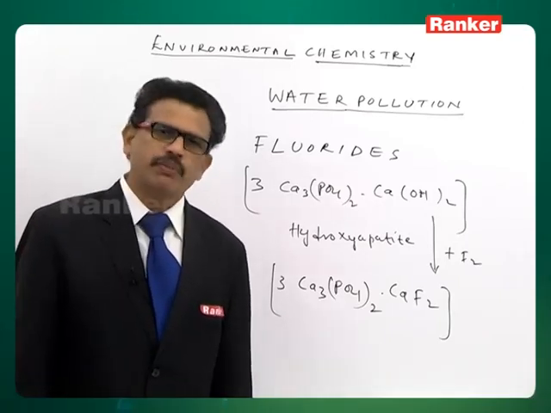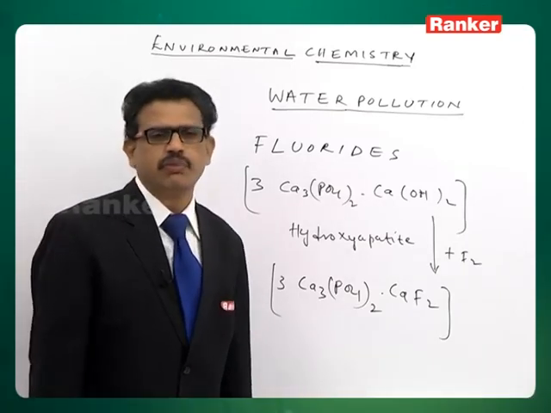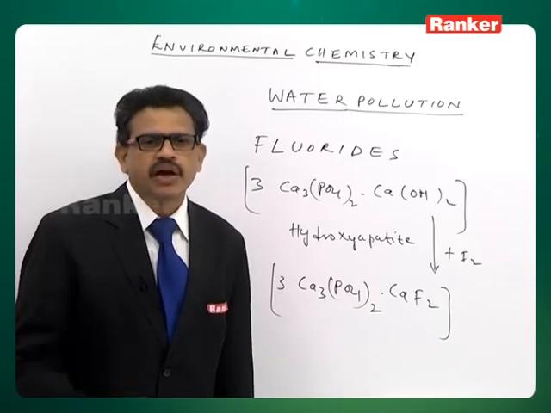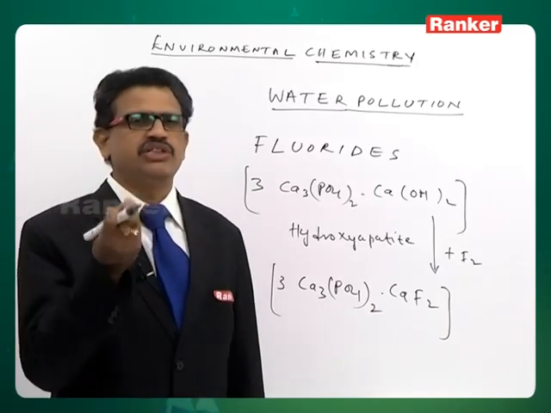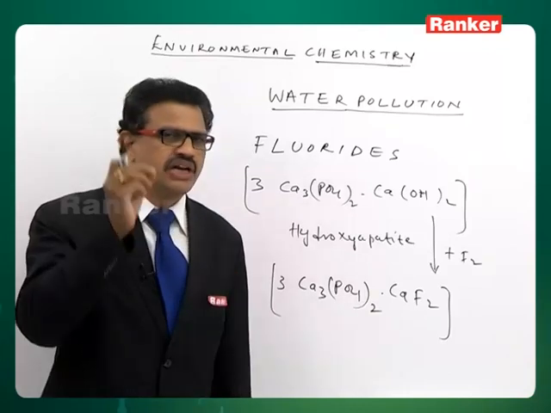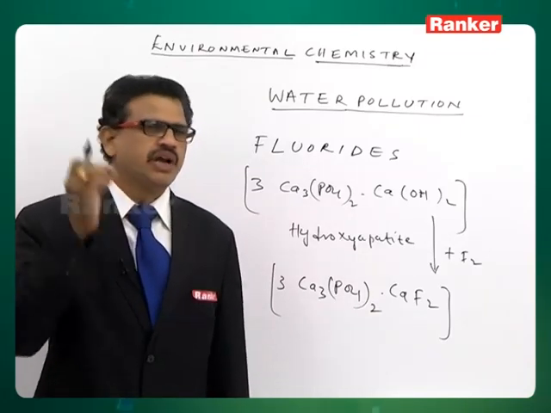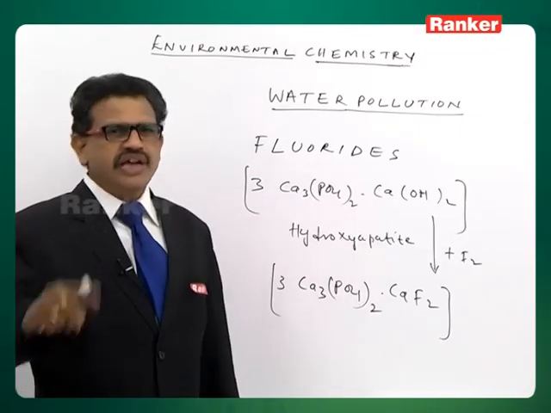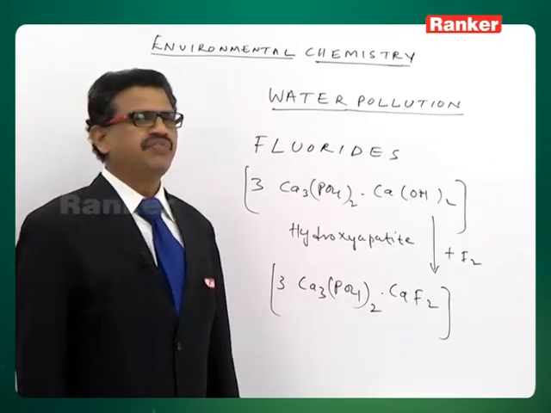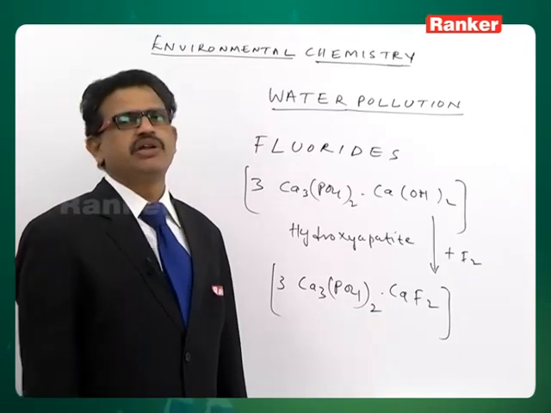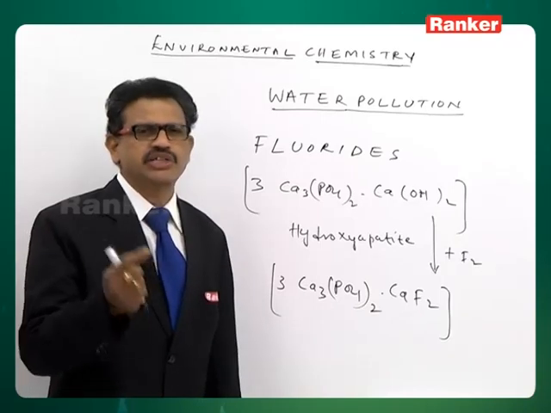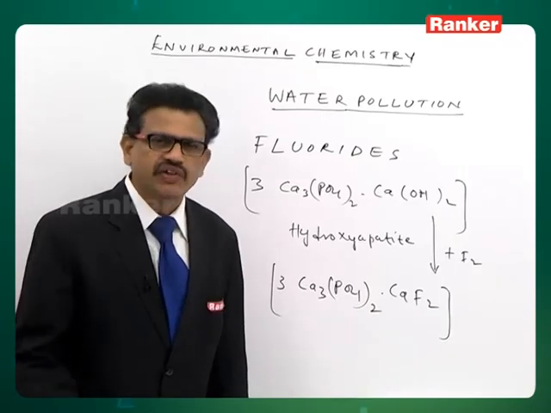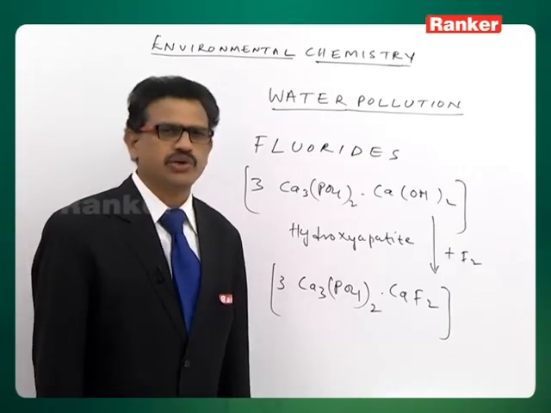Fluoride ion concentration above 2 ppm causes brown mottling on the teeth. The brown color, yellowish brown coloration on the teeth, is because of excess fluoride ions in the drinking water. That's another harmful effect of excess fluoride ions in the drinking water.